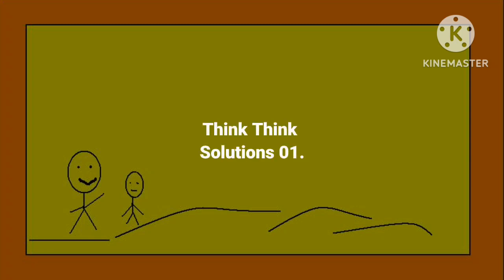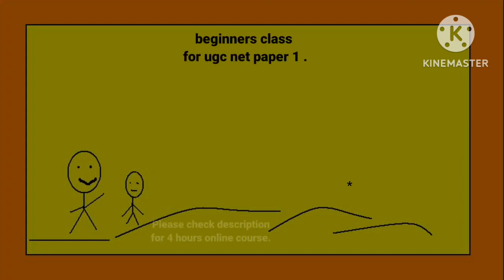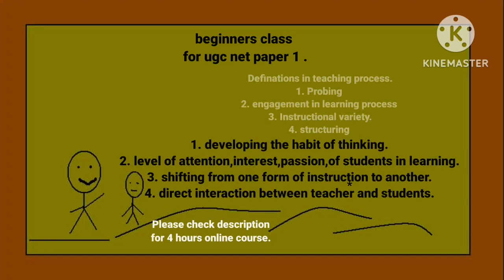So hello students, now we are going to talk about the teaching process and definitions of it. Okay, so we have four words: probing, engagement in learning process, instructional variety, structuring. These are the four words to which we are going to have the definition. With the help of examples we are going to learn. So first is probing questions.